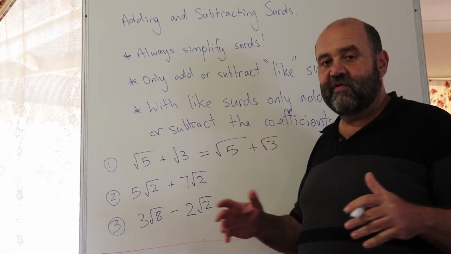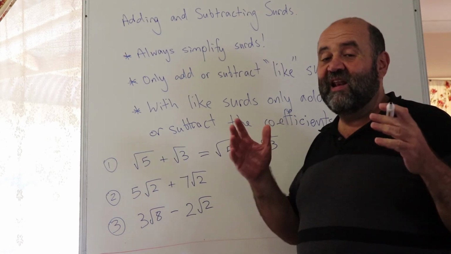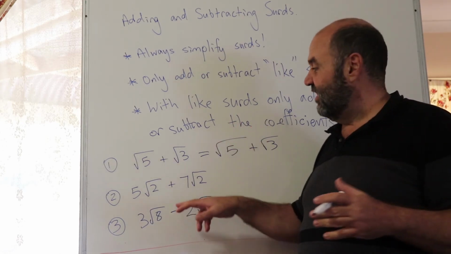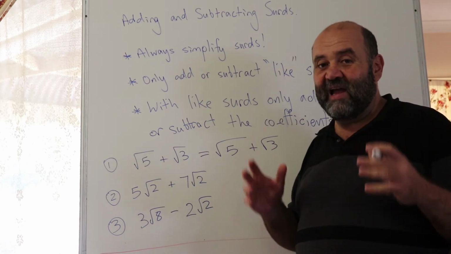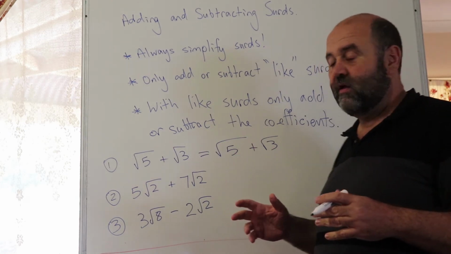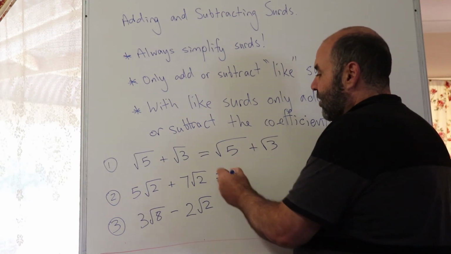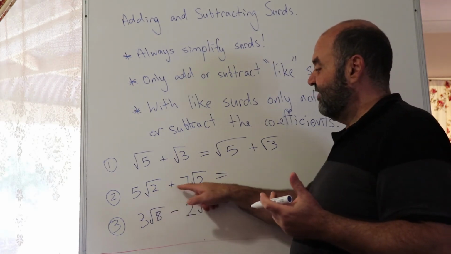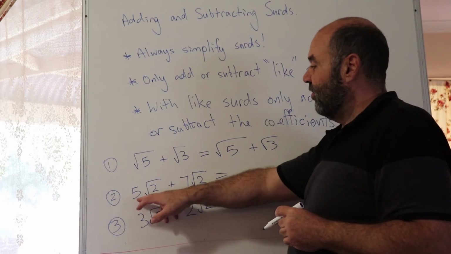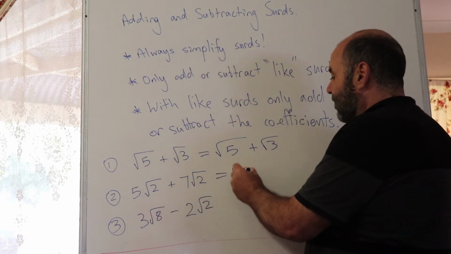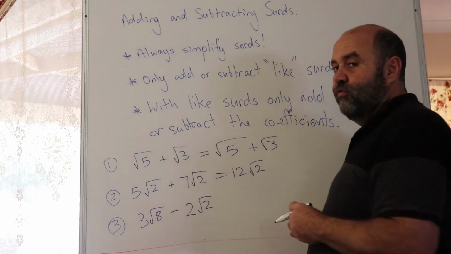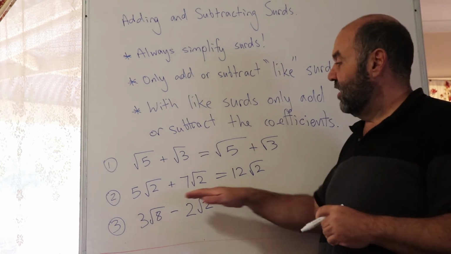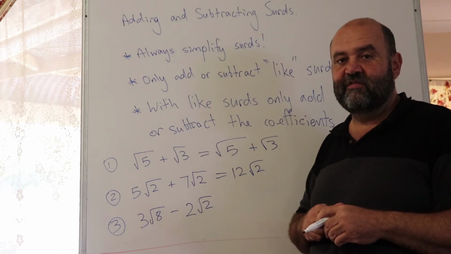It's a very common mistake lots of people make. Nothing happens under the square root sign when we're adding or subtracting. Okay, so let's have a look. So if nothing happens under the square root, what happens out the front? Well, the 5 and the 7 get added. So 5 plus 7 is 12 root 2. Okay, so we've added those two surds.